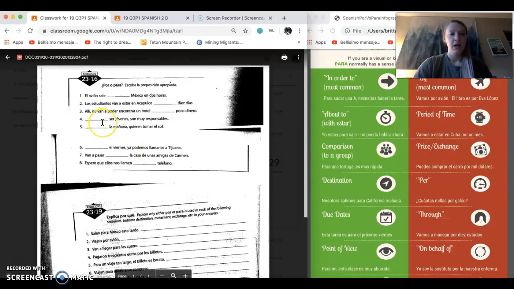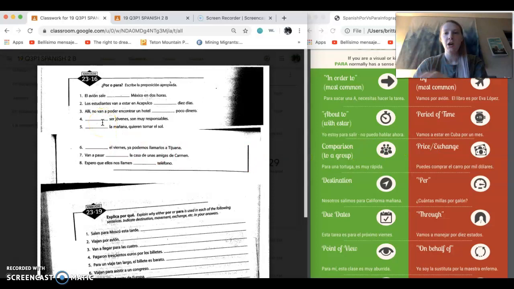Number 4. This is key. This is not on any of your notes, so if you want to add this to your notes, this is perfect, okay? If you see a verb like ser, that's a verb that's not conjugated, right? It hasn't been changed to match the subject. If you see that, it is automatically para. So if you see a non-conjugated verb, it's the word para. So for number 4, para dash non-conjugated verb.